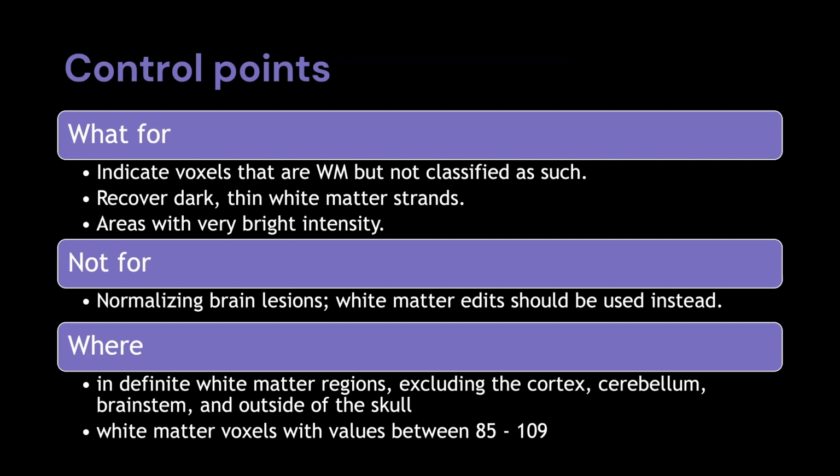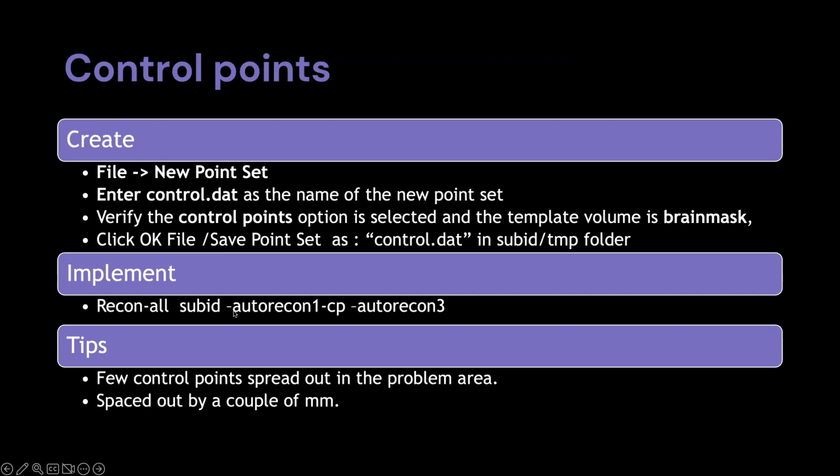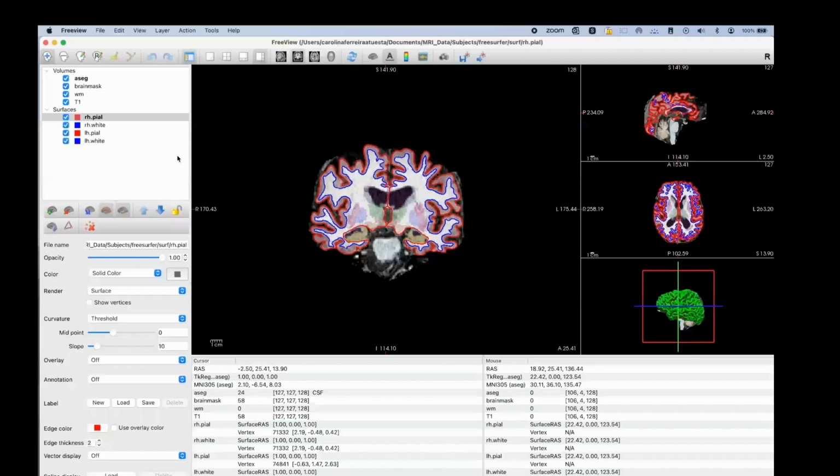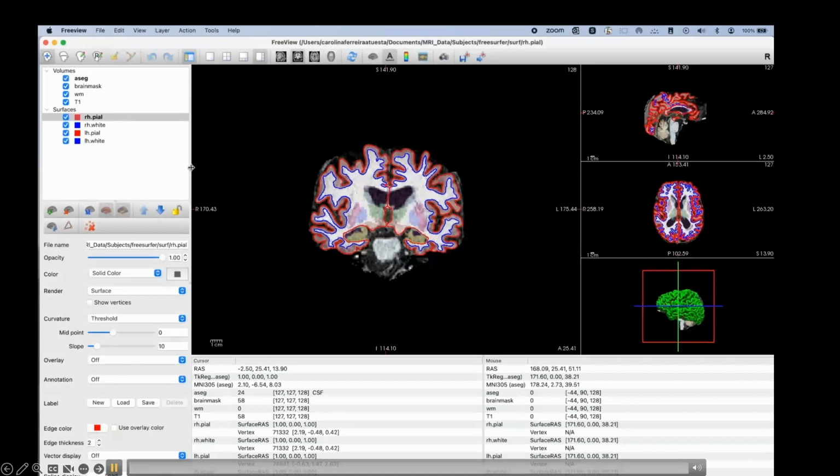How to create the control points, here are the step-by-steps. I have a video showing you how to do it. To implement, just use this command. And some tips: use few control points and spread them out in the problematic area. And yeah, here's a video on how to do it. First of all, as I was showing you, you need to be standing on the brain mask, sorry, for the control points.